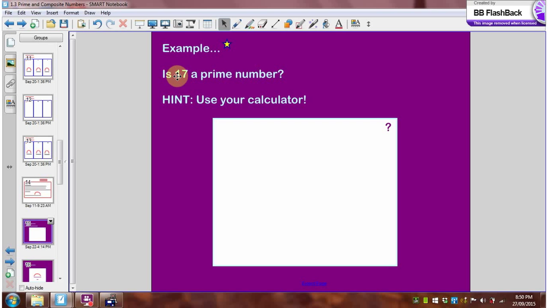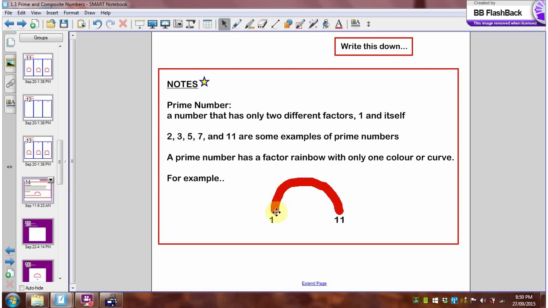This is the same thing as asking, write the factors of 17. So you write the factors of 17, and then using the factor rainbow, using your factors, we ask, is 17 a prime number? So remember what we just talked about? If 17 is a prime number, it will have just two factors, one and itself. It will have just one curve on our factor rainbow, one color.